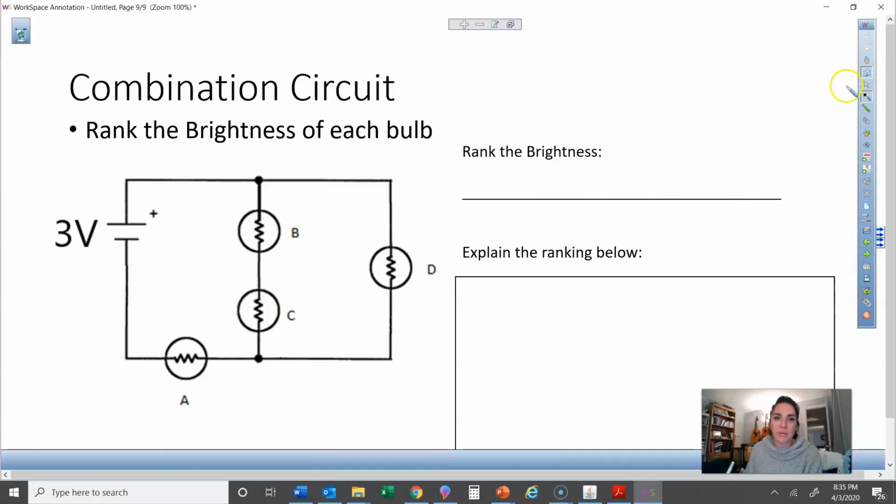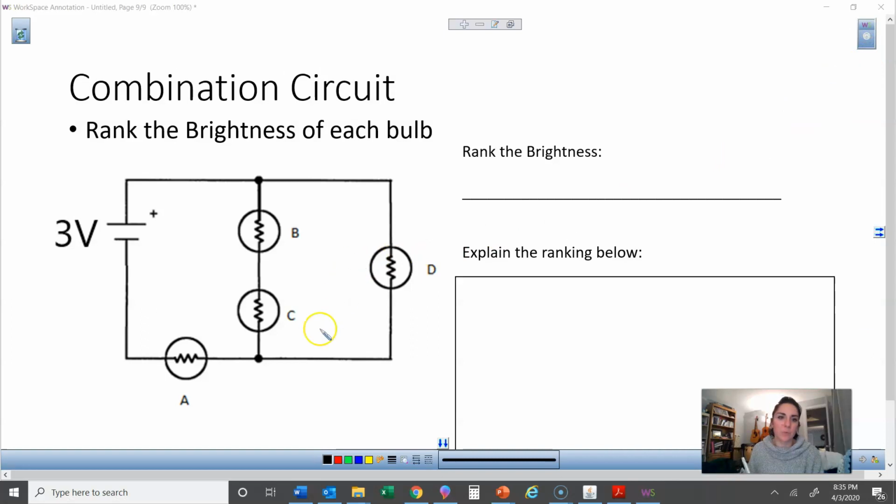But for now, let's pretend you thought about this. What would be the highest brightness? Would it be A, B, C, or D? And then explain the ranking, assuming each of the bulbs are the same.